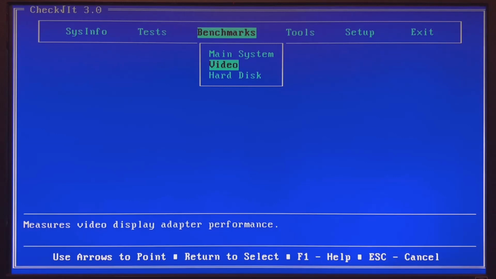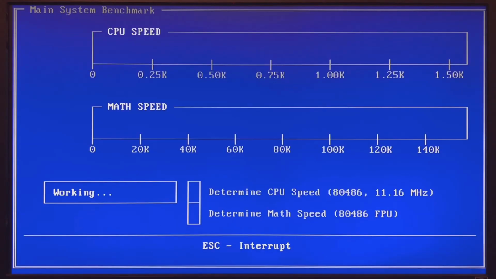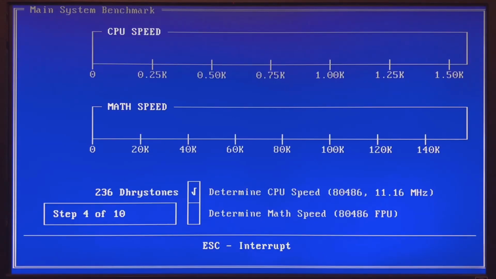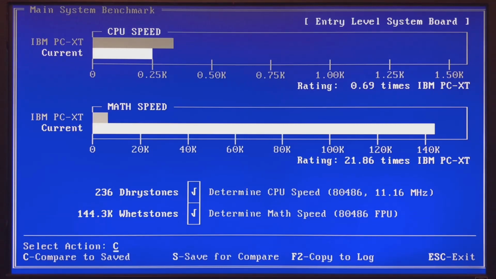Now let's enable the turbo and check again. And yeah, first of all, the reported frequency is doubled. Okay, this is not 100% doubling here, but quite close. And that is more or less true also for the scores. We are now around 0.7 times the IBM PC-XT. Yeah, even with the turbo function enabled, we are still below the original IBM PC.